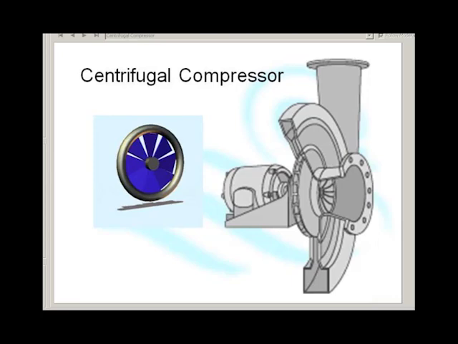The next type of compressor I want to look at is the centrifugal compressor. With this one, air is drawn into the center there and spun outwards as this disc rotates. Probably spun outwards that way, and compressed air ends up going up there.